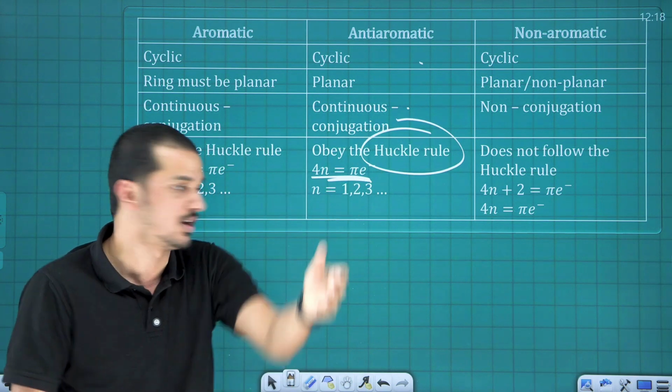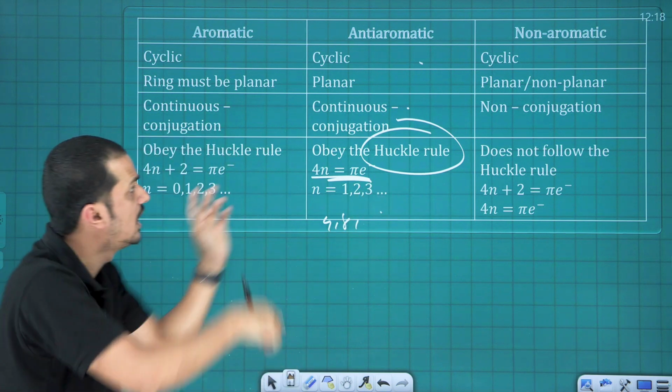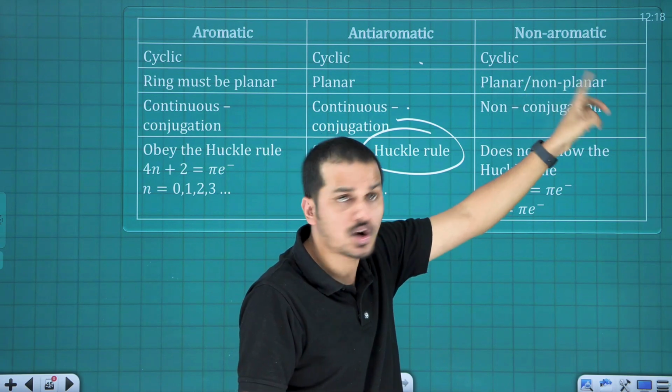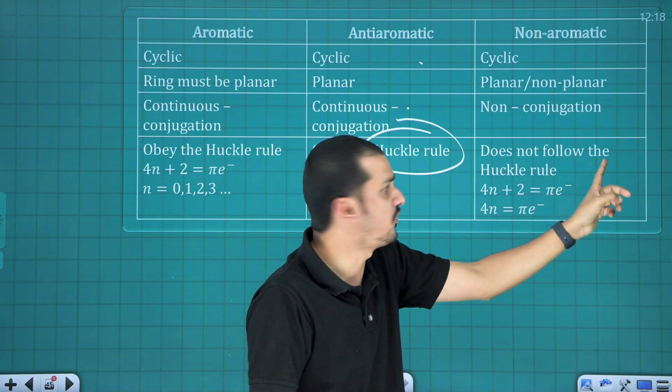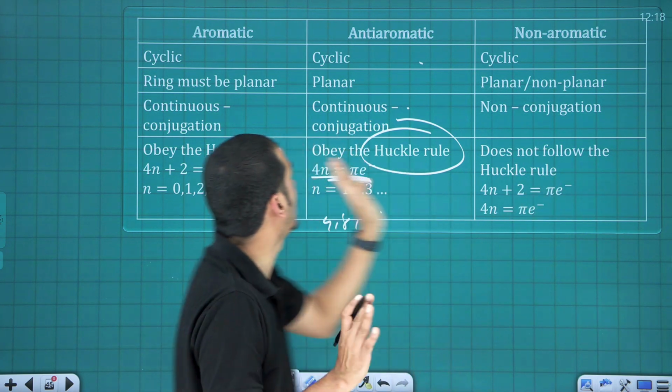Anti-aromatic has a multiple of 4 pi electrons: 4, 8, like that. Aromatic will be a multiple of 4 plus 2. And non-aromatic is cyclic, planar or non-planar, and there may be non-conjugation. There should not be conjugation, and it does not follow Huckel's rule. They won't follow either Huckel's rule.